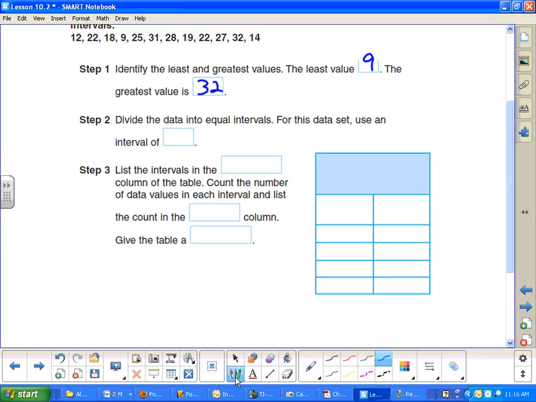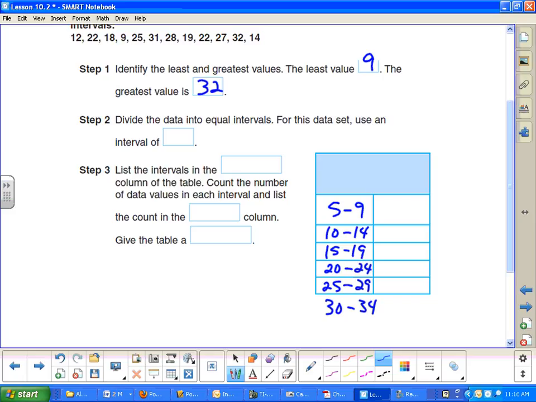Go 5 to 9, and then 10 to 14, 15 to 19, 20 to 24, 25 to 29, and then let's need one more, 30 to 34. Okay, we use those for our intervals.